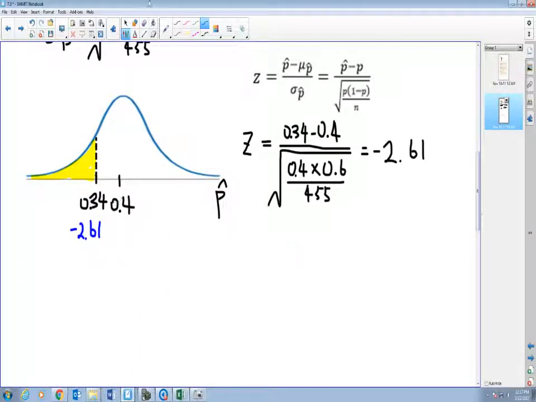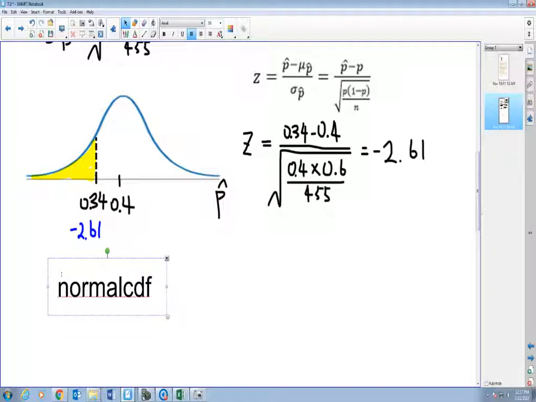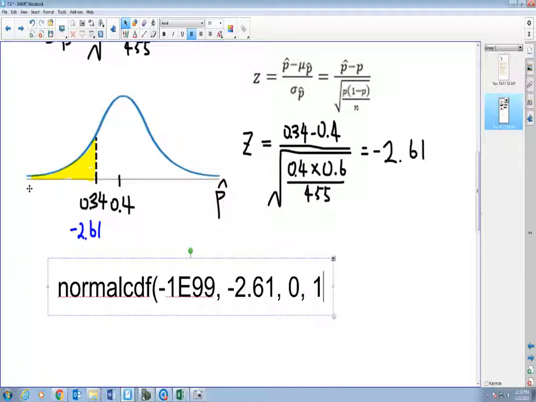All right, so looking for the area to the left, that would be normalcdf. Going to negative infinity, so that would be negative 1E99, comma, negative 2.61, comma, 0, comma, 1.